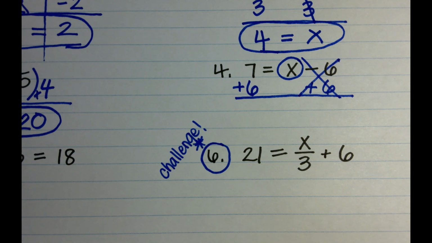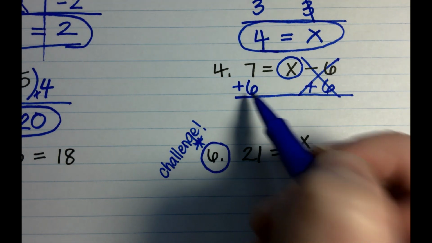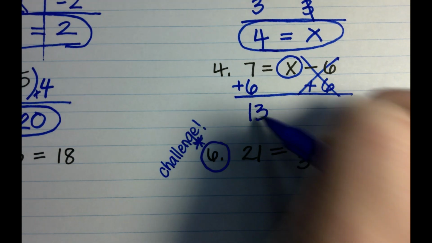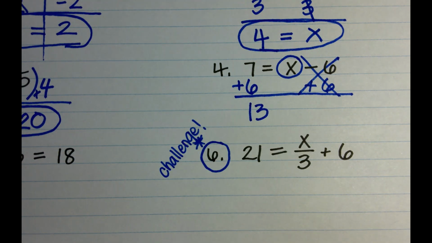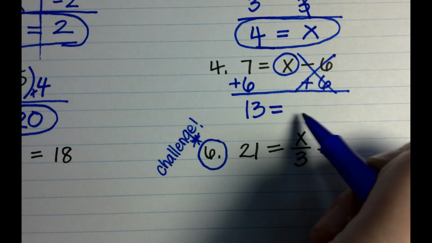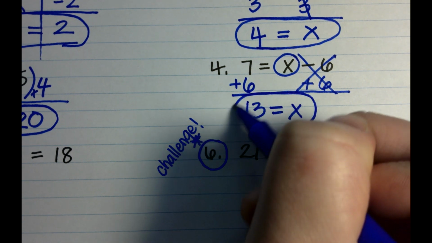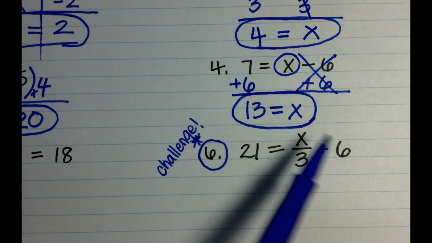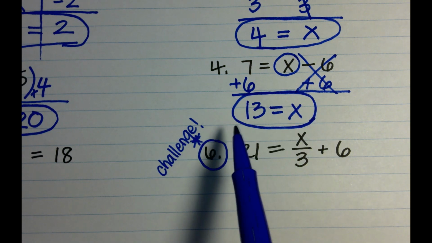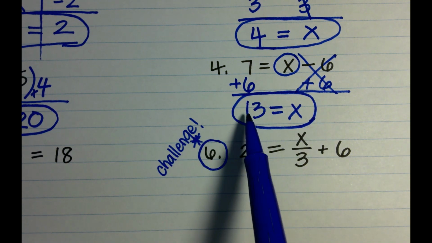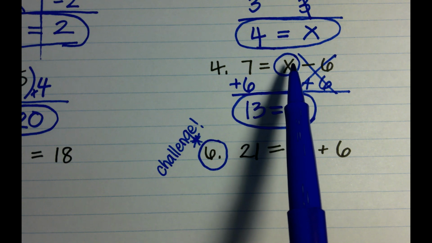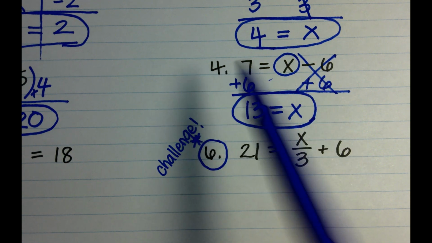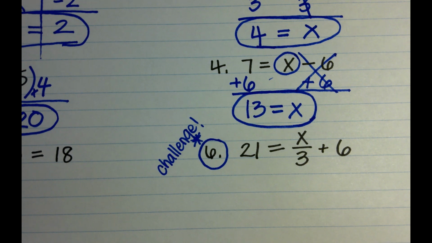And what do I do next? You add 7 plus 6. What's 7 plus 6? 13. And 13 equals x. Perfect. Remember, if you want to check your answer, you're just going to put the number you found in place of x in that original equation. 13 minus 6 is 7. So we got it right.